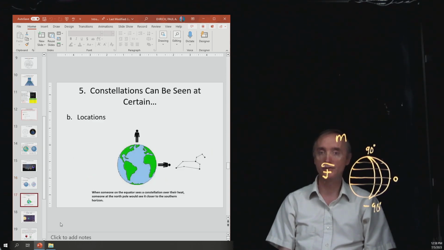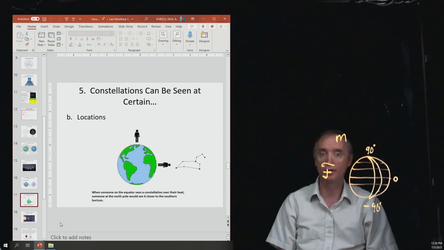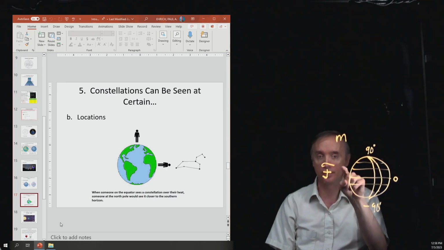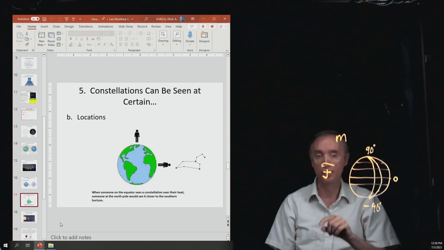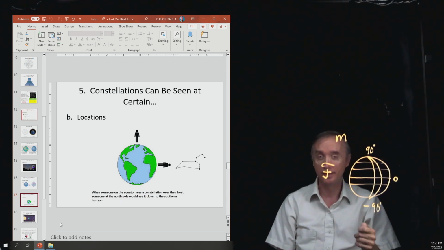Okay, constellations also depend on where you're at on the Earth's surface. So if you were on the equator and you were looking at that particular constellation, you would look straight over your head. But if you were at the North Pole and you were looking at that constellation, you would say it's on the southern horizon. So it also depends on where you're at on the Earth's surface.